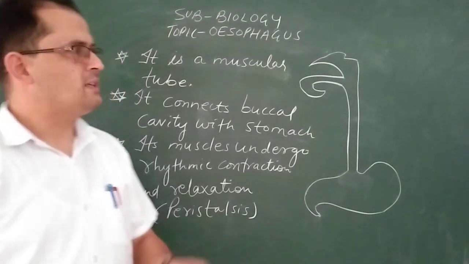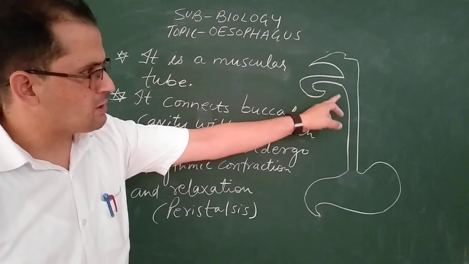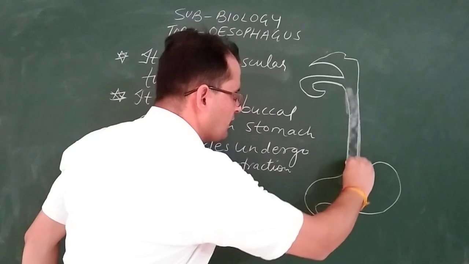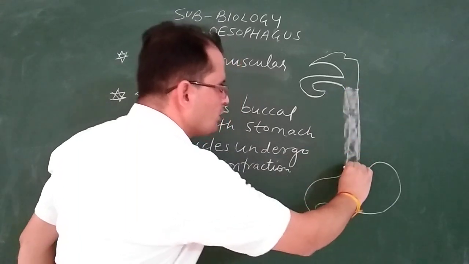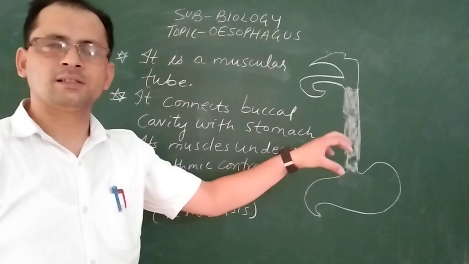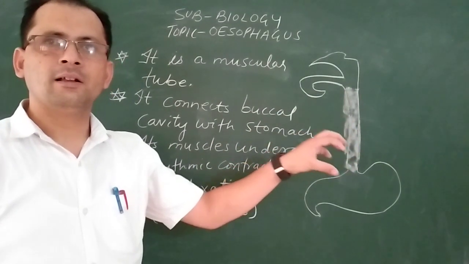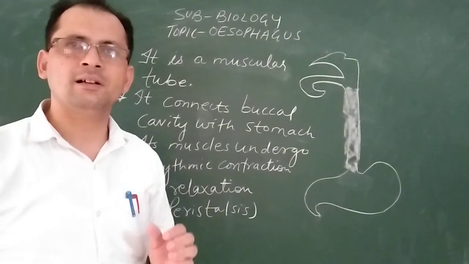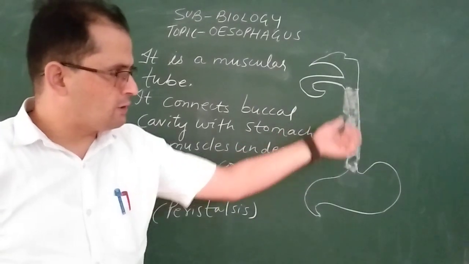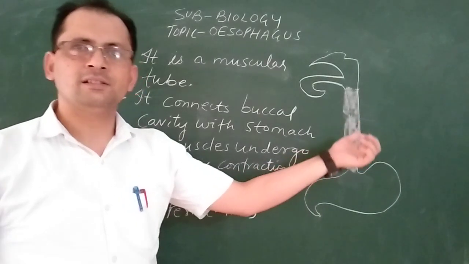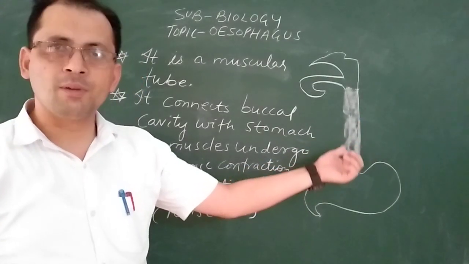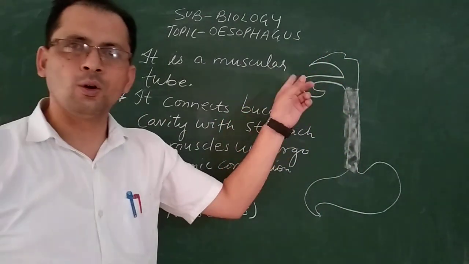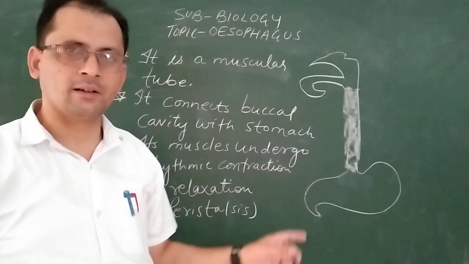Now this esophagus, you can see here, beta, it is a muscular tube. It is a muscular tube through which the bolus, the food, passes. The food attains a ball-like structure in the mouth when it gets mixed with the saliva. Through this food pipe, the esophagus, a muscular organ, it is connecting the buccal cavity or the oral cavity with the stomach.